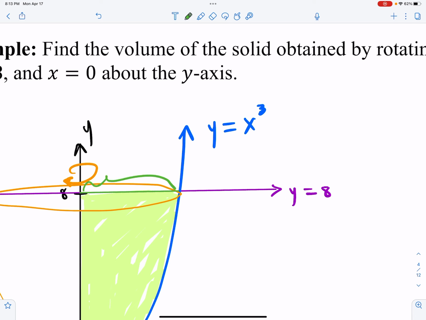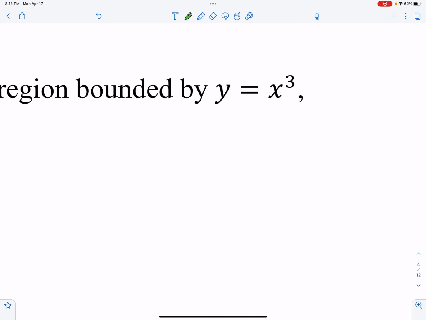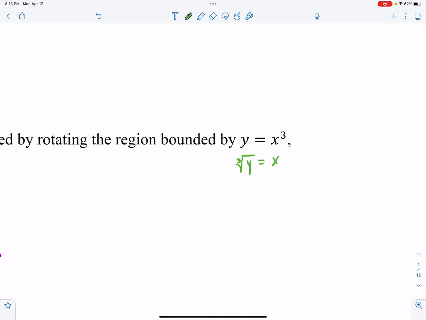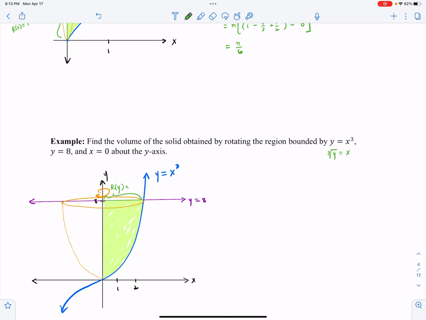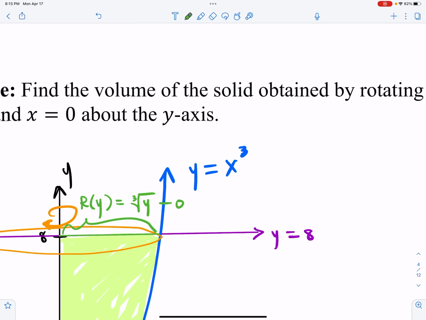So r of y we would find from doing right minus left. Think back to when we were talking about calculating area under a curve. So it would be right minus left. The thing is, this equation is not in terms of y. We need x equals. So that would be x equals the cube root of y. So r of y can be written as right minus left, cube root of y minus 0, since the left boundary is x equals 0.